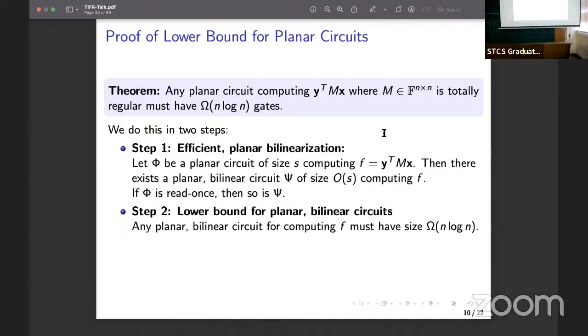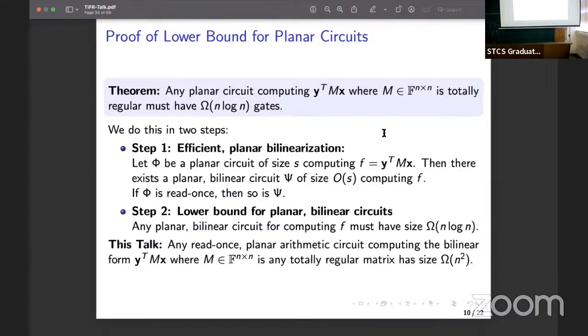And if the original circuit is read-once, meaning every variable appears as a leaf once, then this new circuit will also hold that property. We will not touch the leaves in this process. The next step is that you can now work with planar bilinear circuits and say that any planar bilinear circuit computing this bilinear form must have size n log n. These two statements put together give the result. But as I mentioned, we'll see the read-once case, which has a stronger lower bound of n squared, because it's easy to demonstrate.